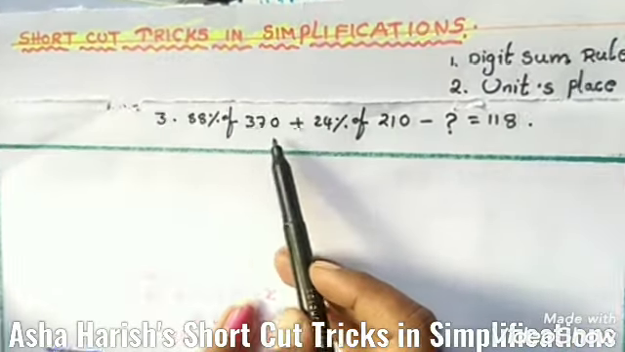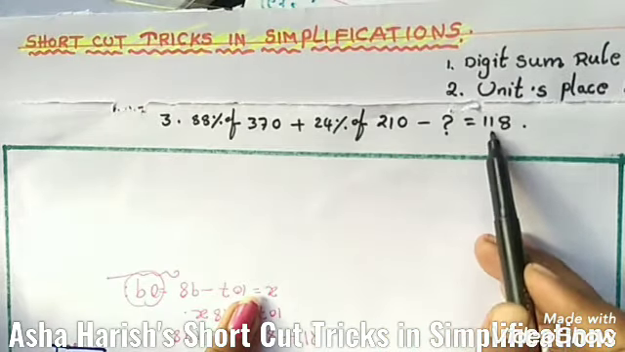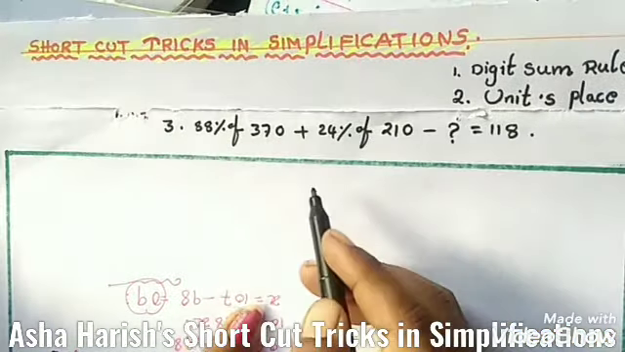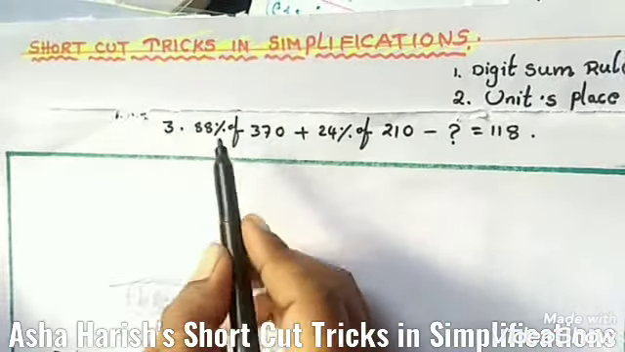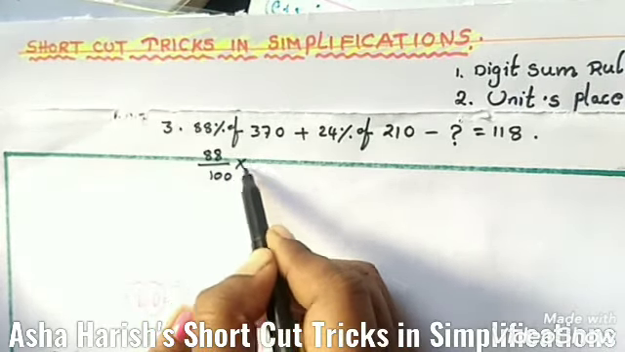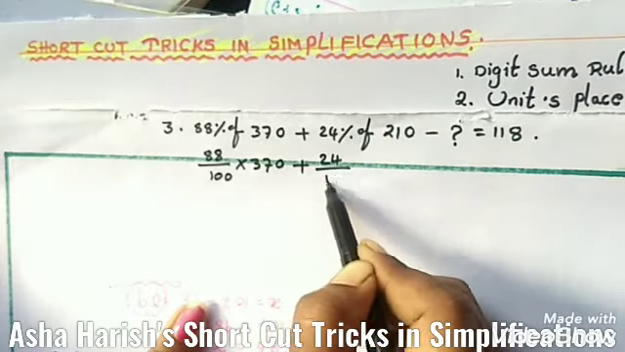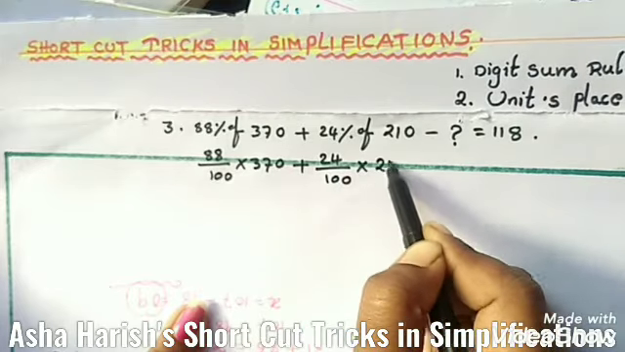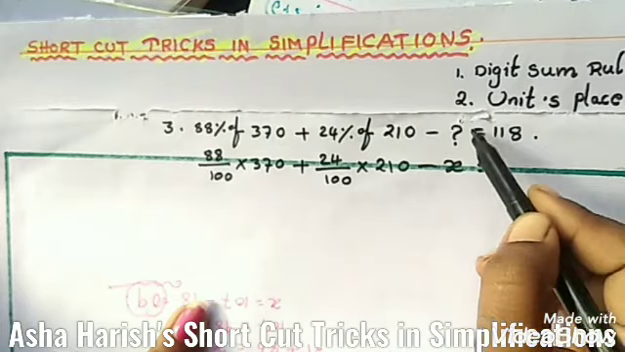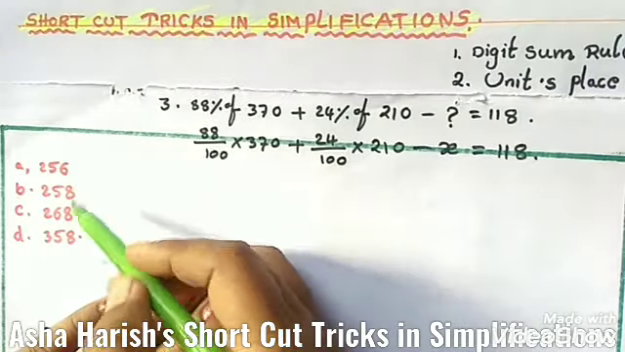Here see, 88% of 370 plus 24% of 210 minus question mark is equal to 118. Okay students, this is based upon percentages. Let us see. 88 percent of 370 means 88 by 100 into 370 plus 24 percent means 24 by 100 into 210 minus this number we don't know, so we can take it as x, so 118. These are the options we have.